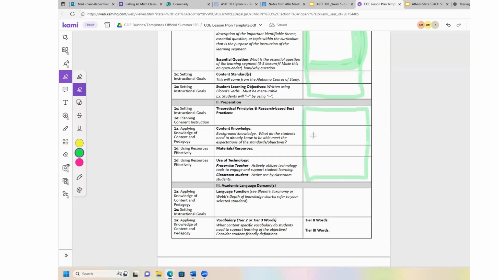Content knowledge, background knowledge: what do the students need to already know to be able to meet the expectations of the standards and objectives? We talked about this 2 or 3 different times for our specific assignment. But as an example, if I were doing a lesson on 2-step equations, I might say background knowledge. Students need to know how to solve a 1-step equation. Students need to know how to divide using a fraction instead of just a quotient symbol, because that's how we notate that in 2-step equations. We notate division with fractions. I might say students need to be comfortable with all 4 operations using rational numbers, because what if my 2-step equations have fractions and decimals?